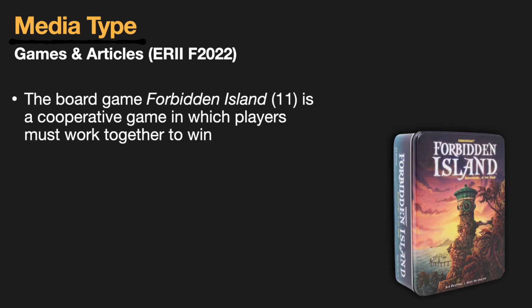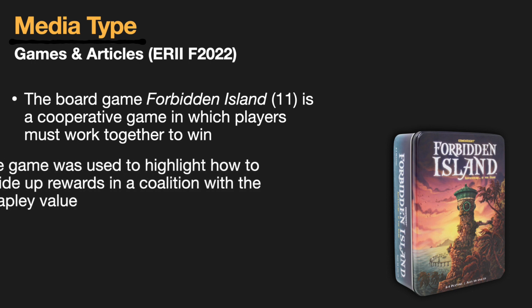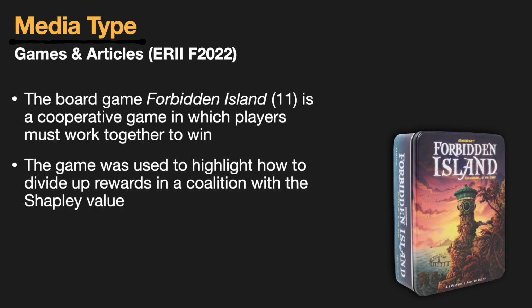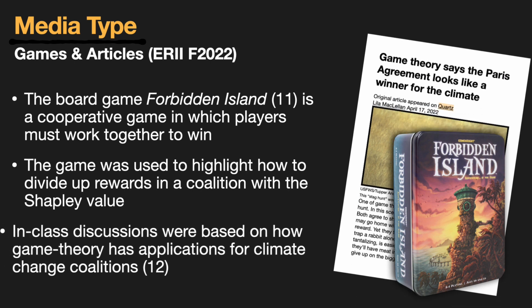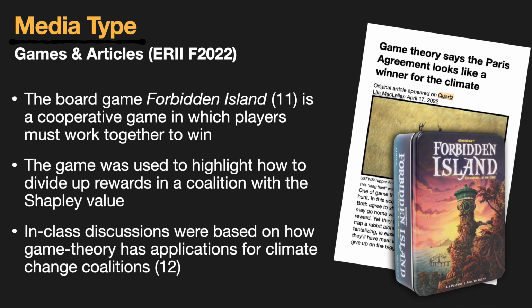In the latter half of the semester, the game Forbidden Island was played, a cooperative game in which players must work together to win. The curriculum focused on how the Shapley value may be used in cooperative scenarios to divide up the rewards in groups known as coalitions. To this point, an article on a game theory analysis of the structure of the Paris Climate Accord, a climate change coalition, was used to talk about how to build trust in cooperative scenarios.